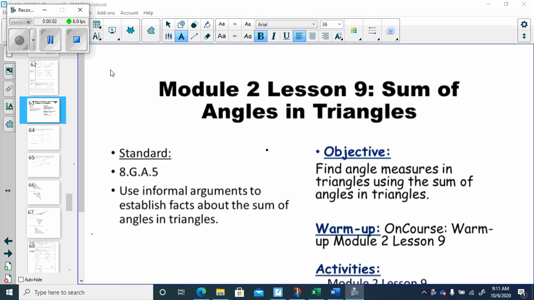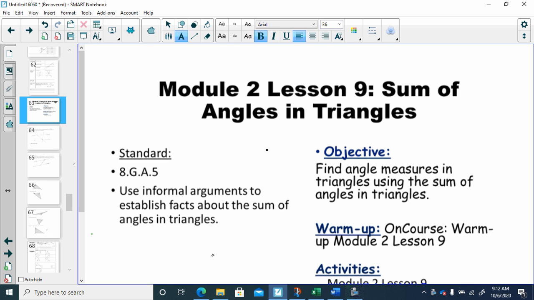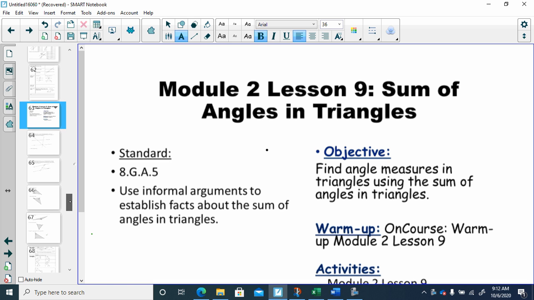This is Module 2, Lesson 9, where we are going to talk about the sum of angles in triangles. Our standard is that we're using informal arguments to establish facts about the sum of angles in triangles. And in this one, we're going to find the angle measures in triangles using the sum of angles in triangles theorem.